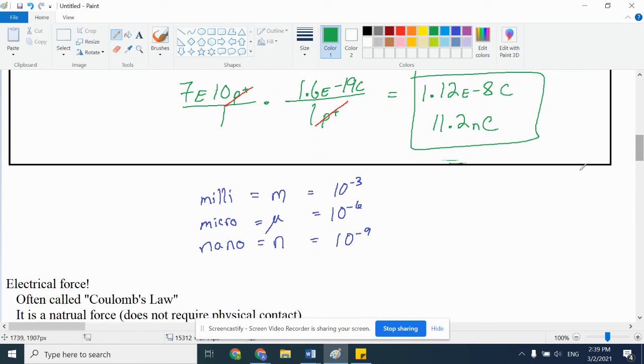Some prefixes you should be familiar with: milli, micro, and nano. That's E negative 3, E negative 6, and E negative 9. The reason why is 1 coulomb of charge is an enormous amount of charge. So charges come in millis, micros, and nanos.